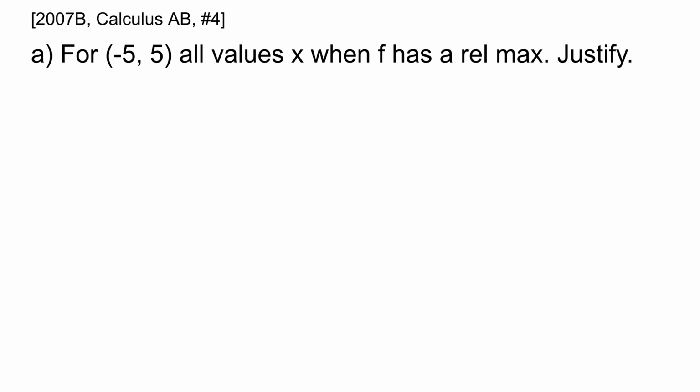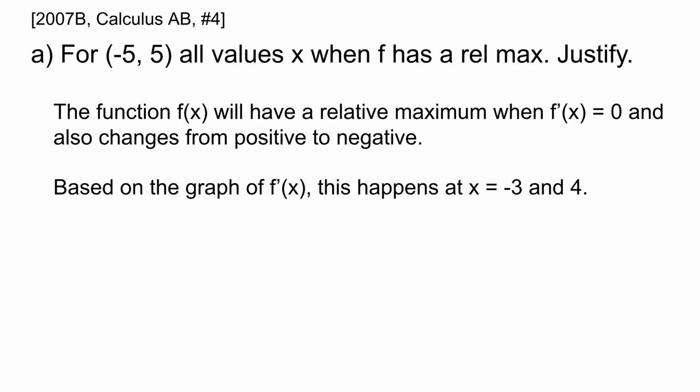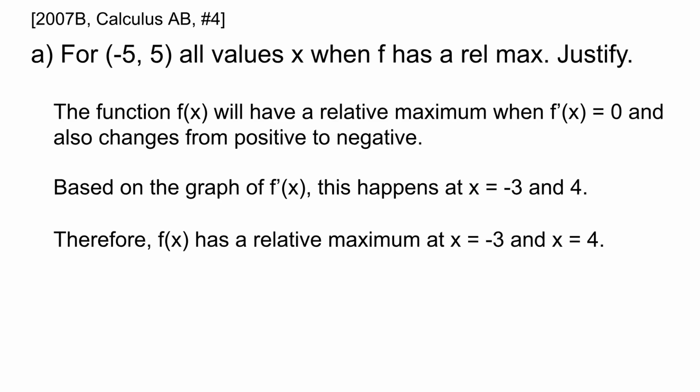In part A of the question, we are considering the open interval from -5 to 5, and we are asked to find all values of x for which f has a relative maximum on that interval and to provide justification. In general, the function f of x will have a relative maximum when the derivative of f is equal to 0 and also changes from positive to negative. Based on the graph provided for f prime of x, this will happen when x is -3 and when x is equal to 4. Therefore, we conclude that f of x will have a relative maximum at x equals -3 and x equals 4.